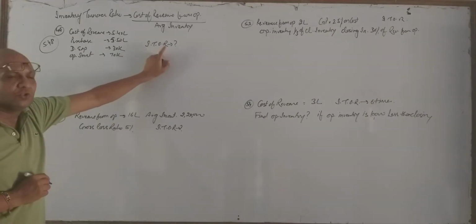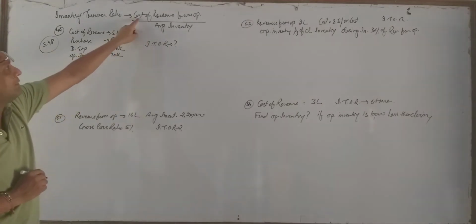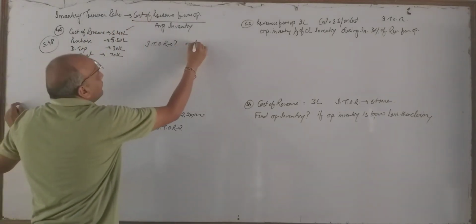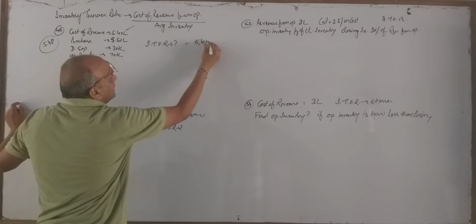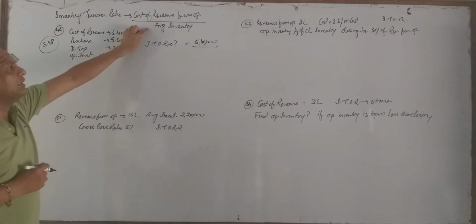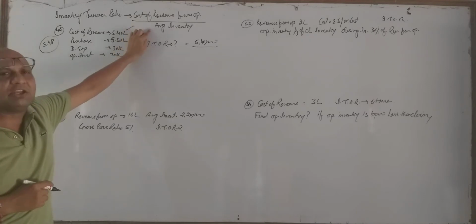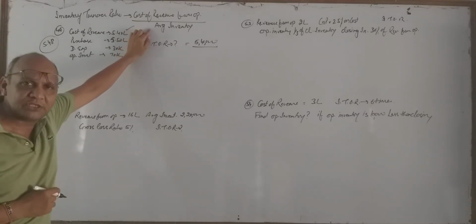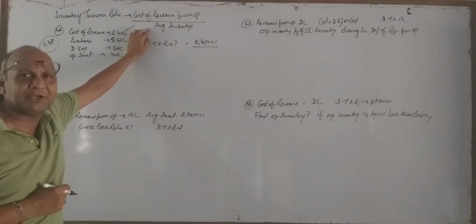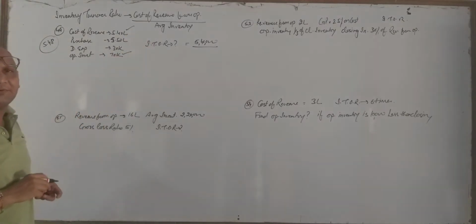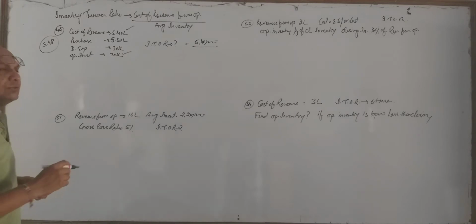inventory turnover ratio. For inventory turnover ratio, we are given cost of revenue, 5,40,000, divided by average inventory. As we know, average inventory is opening inventory plus closing inventory divided by 2. Here opening inventory is given but closing is not given. So first let us try to find it out.